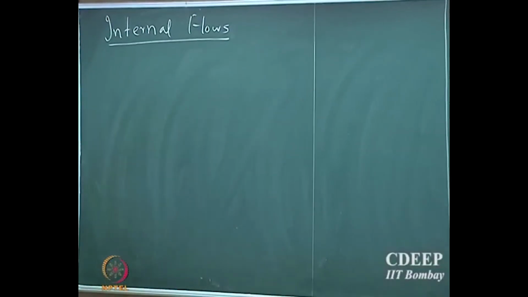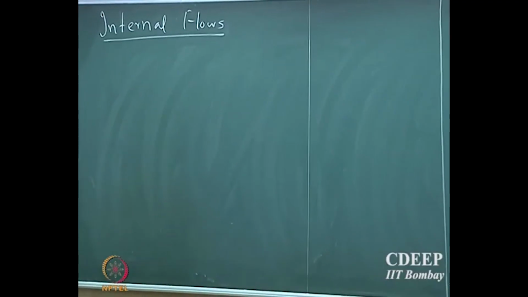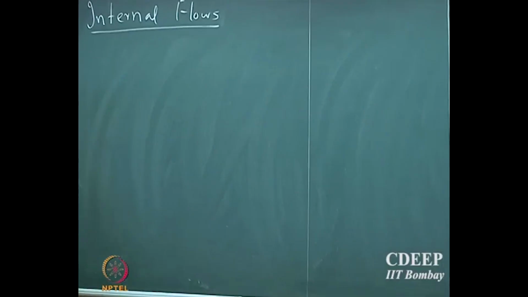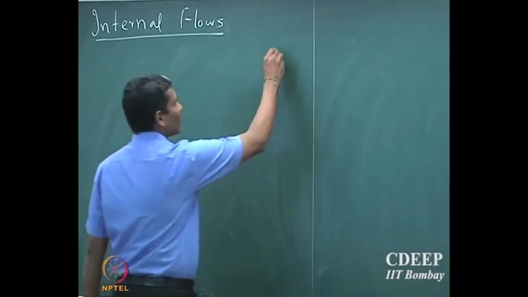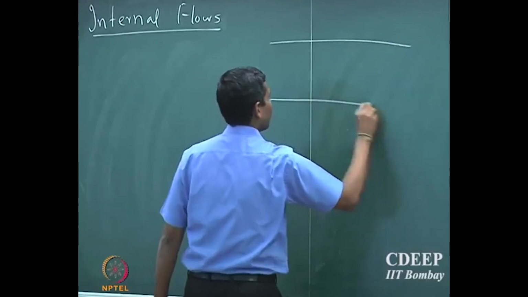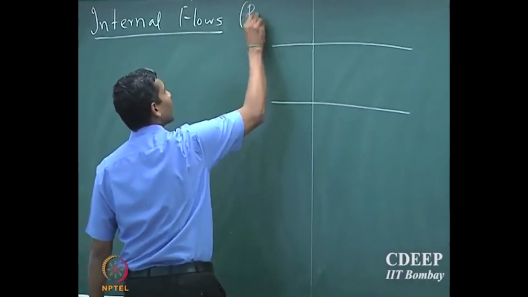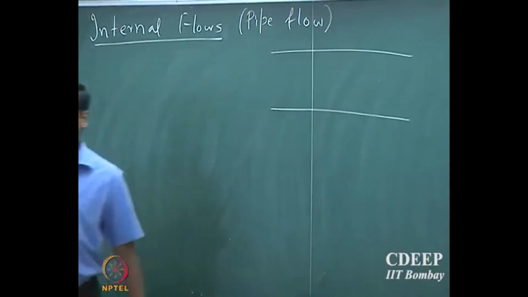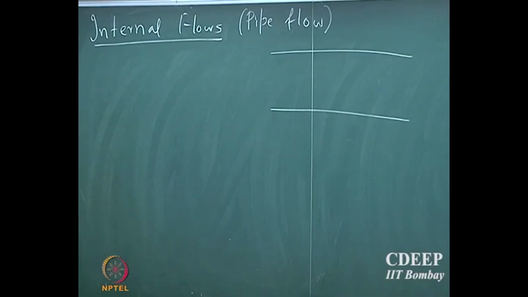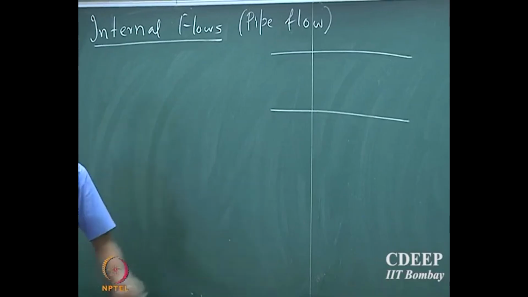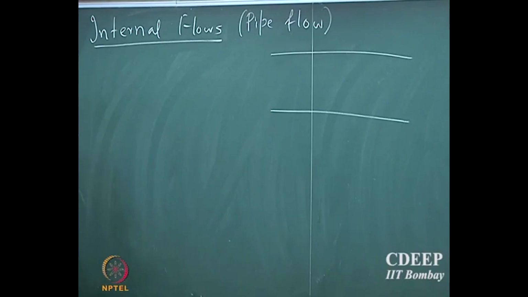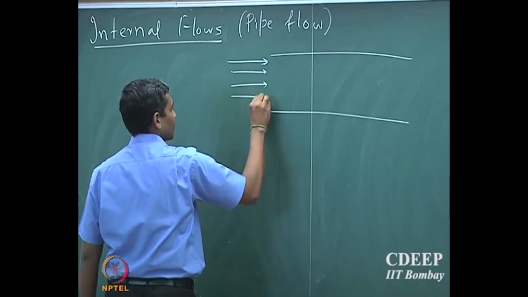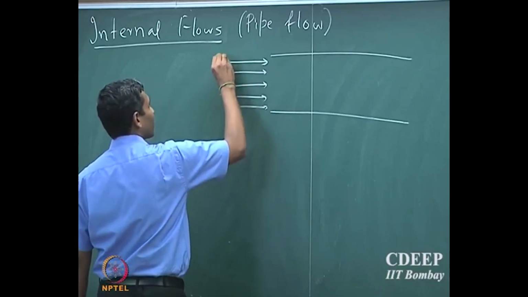Alright, so we will switch gears today and move into the next chapter. This is internal flows. We will predominantly look at pipe flow, and at heat transport and mass transport during pipe flow. Suppose we consider a tube, and we have a fluid which is flowing through this tube.